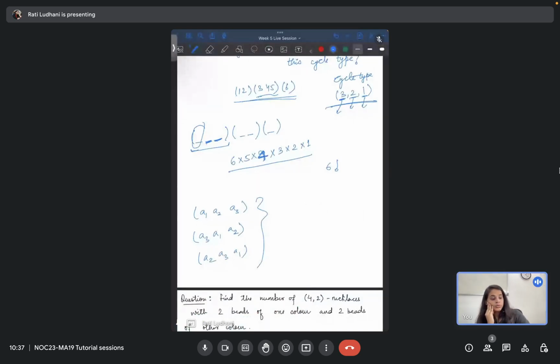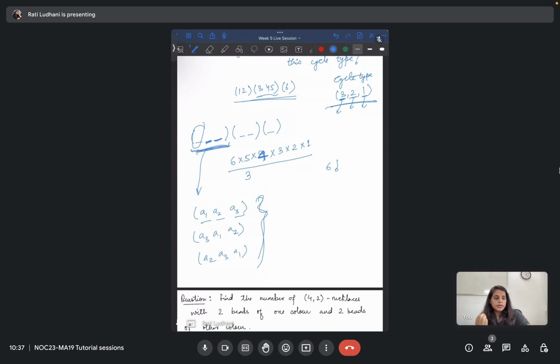What I was saying is, if you have a1, a2, a3 as the first cycle, then this is the same as a3, a1, a2, and this is also the same as a2, a3, a1. So this is like a necklace. The cycles are the same, so these are in the same equivalence class. That means you have to divide by 3. In the first part, these are counted 3 times.